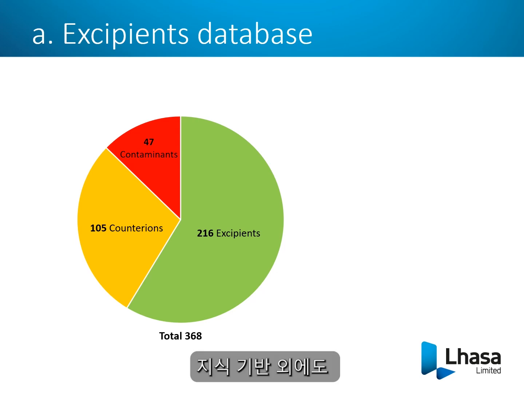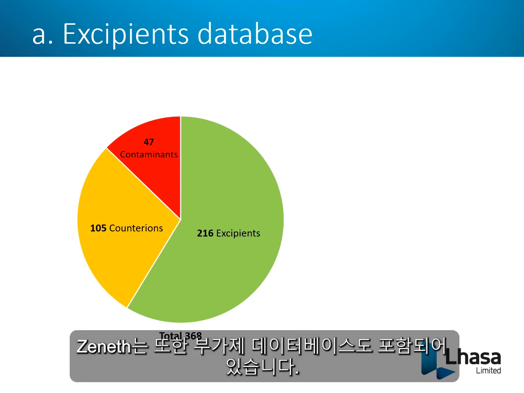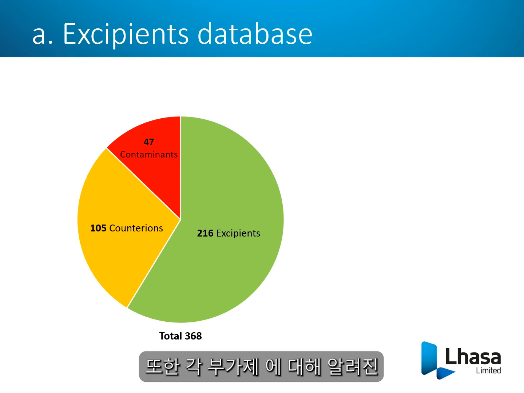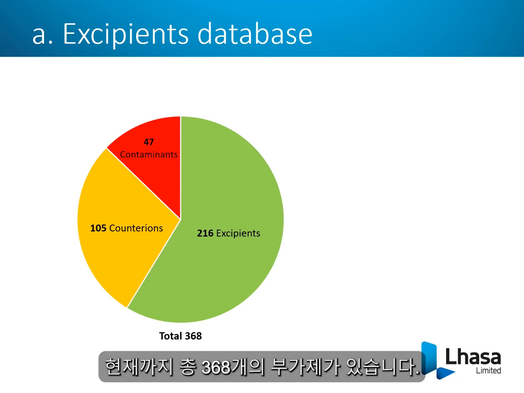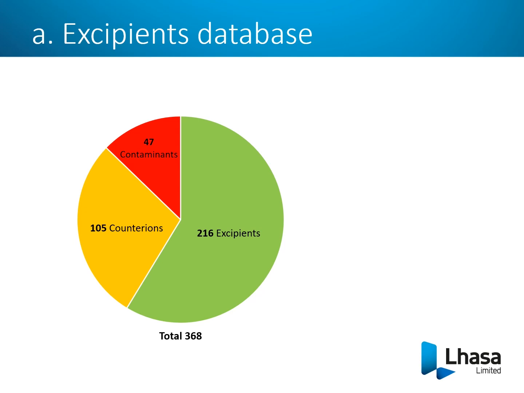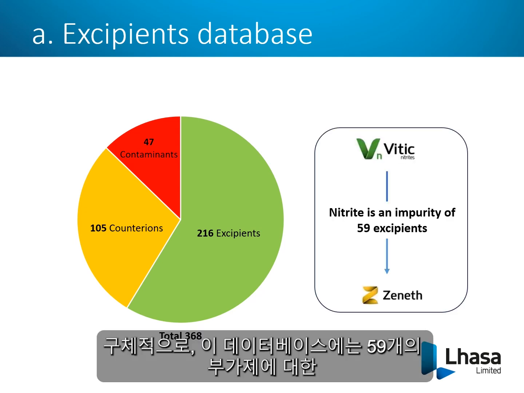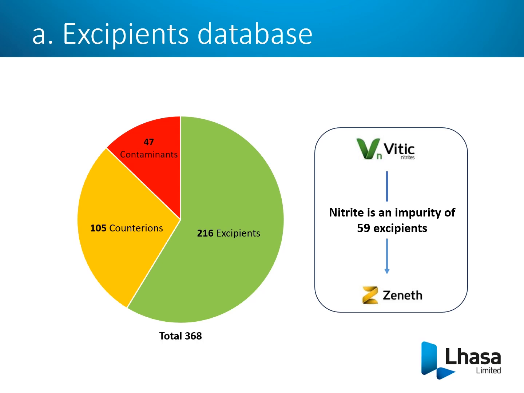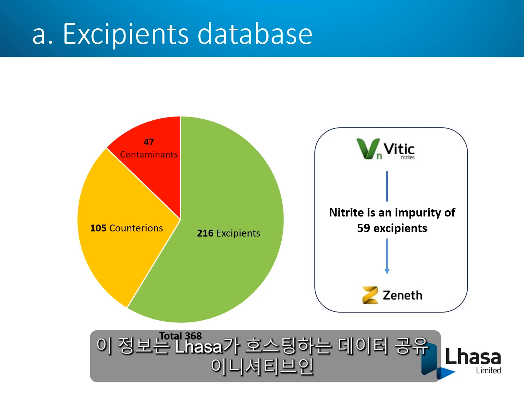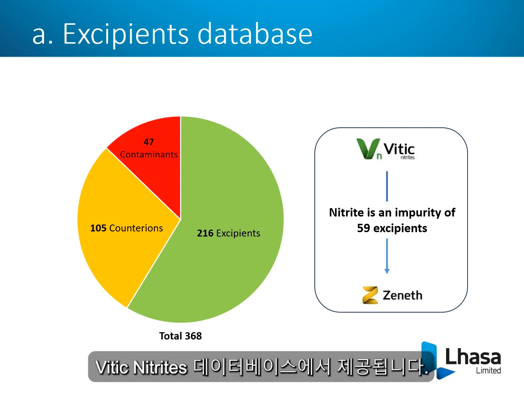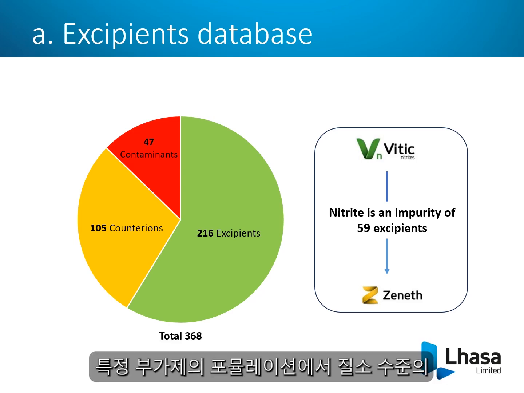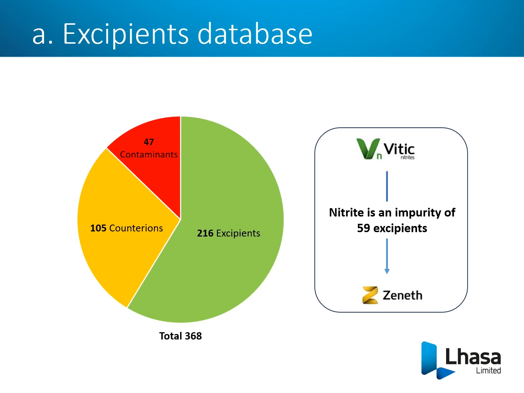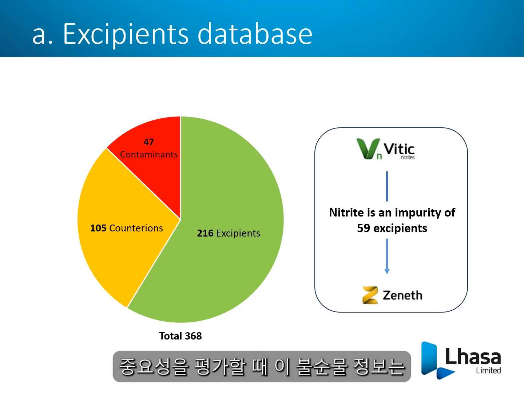In addition to its knowledge base, Zeneth also contains an excipient database. Known contaminants and impurities are also listed against each excipient. We have a total of 368 excipients to date. Specifically, the database has nitrite listed as an impurity for 59 excipients. This information comes from the Vitek Nitrates database, which is a data sharing initiative hosted by Lhasa. This impurity information can help users when assessing the validity of nitrate levels in a particular excipient for formulation, especially if nitrosamine formation is a risk factor.